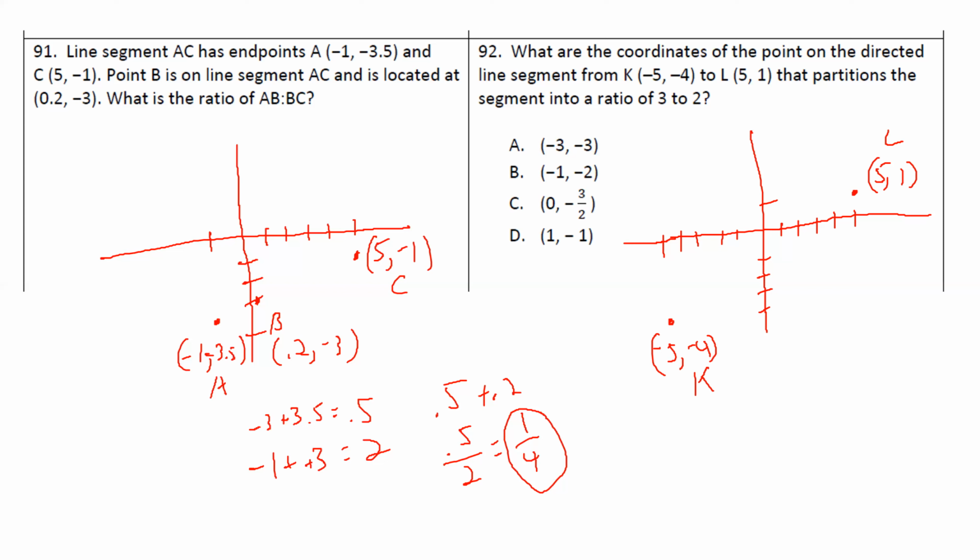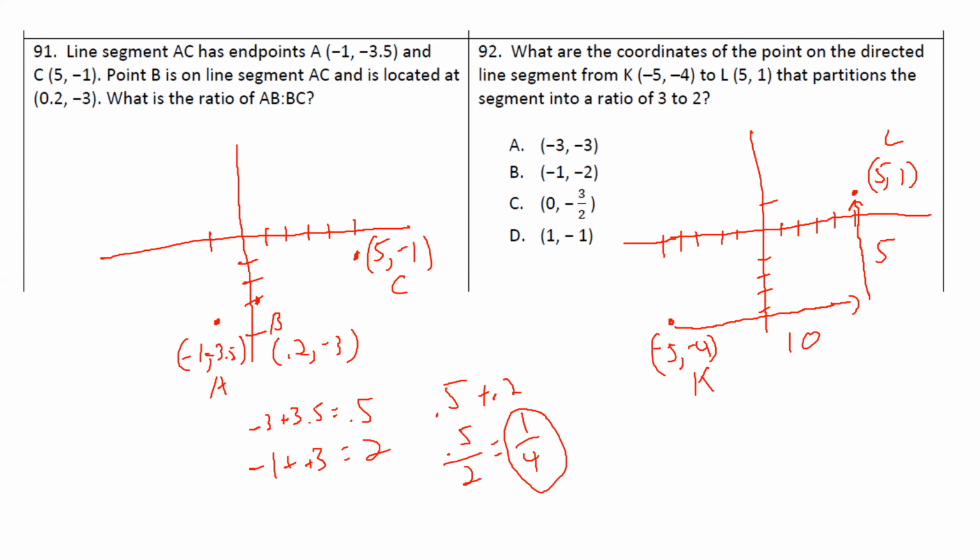So again, look for the change going both horizontally and vertically. From -5 to +5, we go over 10 units. Going from the K value down at -4 to +1, that goes up 5 units. They want a ratio of 3 to 2. Trying to think of an easy way to do this.